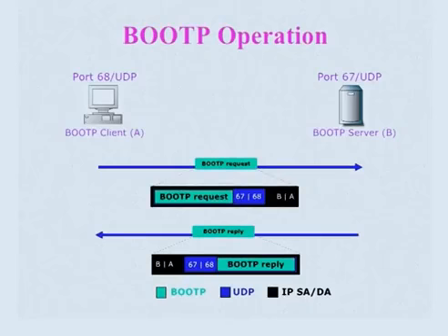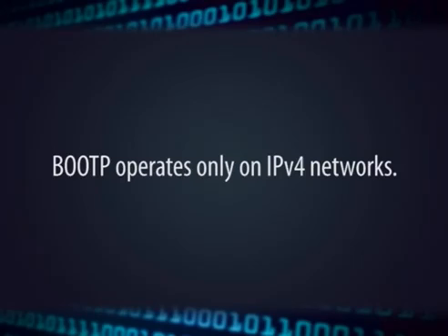A BOOTP configuration server assigns an IP address based on the request from a pool of addresses configured by an administrator. BOOTP is implemented using the User Datagram Protocol, that is UDP, as the transport protocol. Port number 67 is used by the server to receive client requests, and port number 68 is used by the client to receive the server's responses. BOOTP operates only on IPv4 networks.